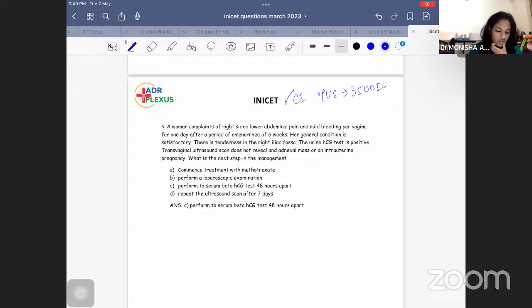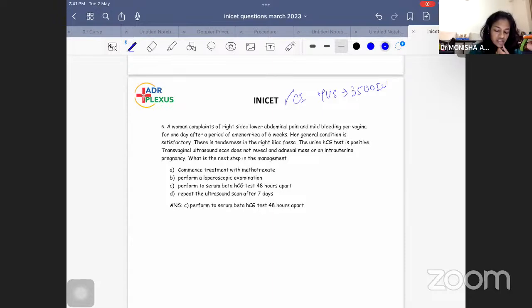So, what is this question about? A woman complains of right-sided lower abdominal pain with mild bleeding per vagina for one day after a period of amenorrhea of 6 weeks. See, usually these patients do not go more than 6 to 8 weeks. Her condition is satisfactory. There is tenderness in the right iliac fossa.